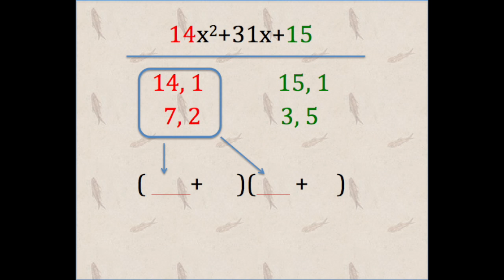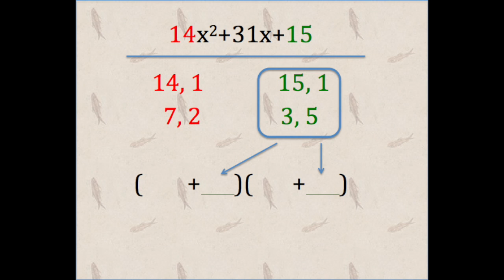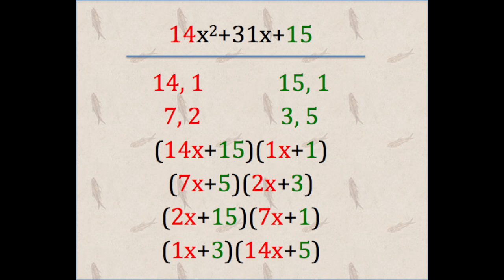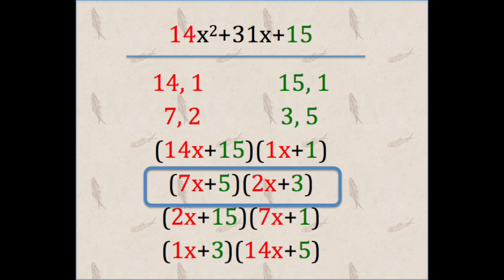We will keep the numbers that make 14 with the x's on the left of our binomials, and the numbers that make 15 away from the x's on the right. Then we see what combination of those numbers gives us the middle term we need. Can you tell which one of these is the correct factorization?